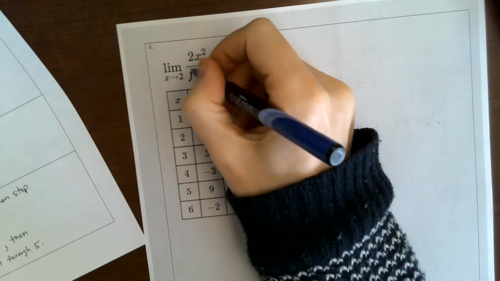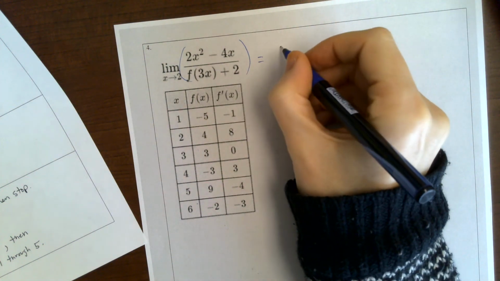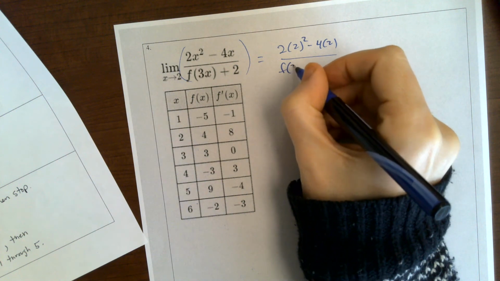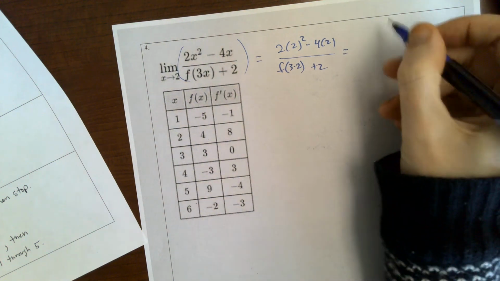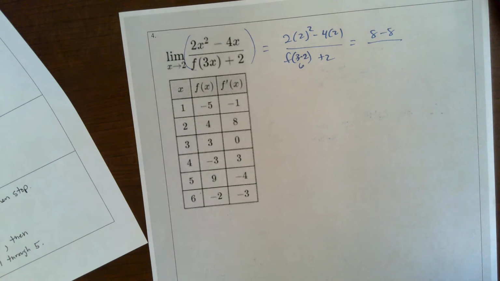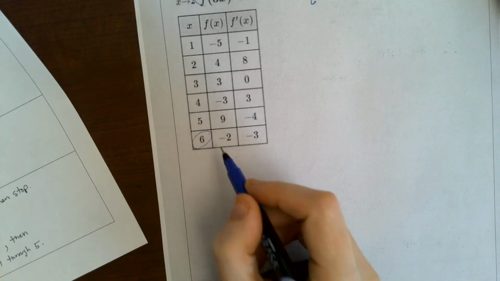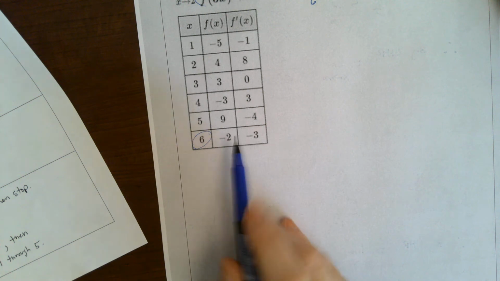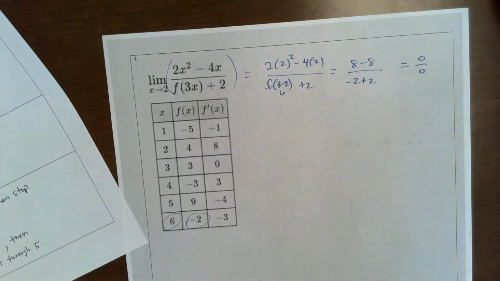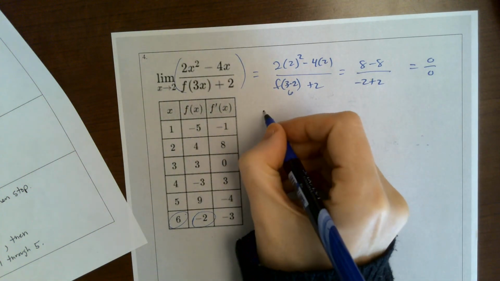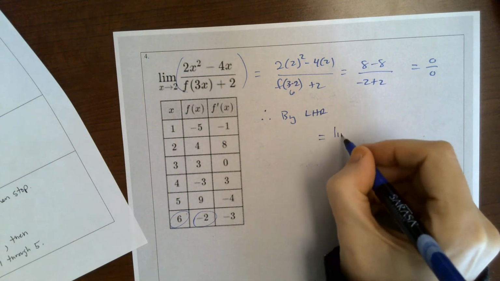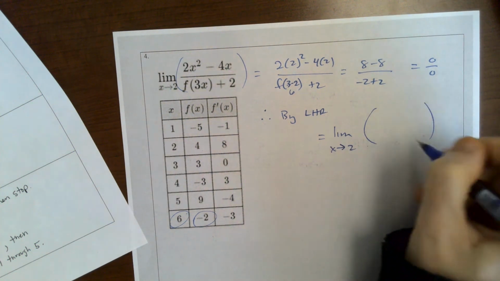All right, so first I direct substitute. 2 times 2 squared minus 4 times 2, f of 2 times 2, plus 2. So this is 8 minus 8. That's f of 6. So I find 6 for the x value, this is the f column, so it's -2 for the y value. So -2 plus 2 is 0, oh, you couldn't even see. 0 over 0. Therefore, by L'Hopital's rule, this is equal to the limit as x approaches 2.